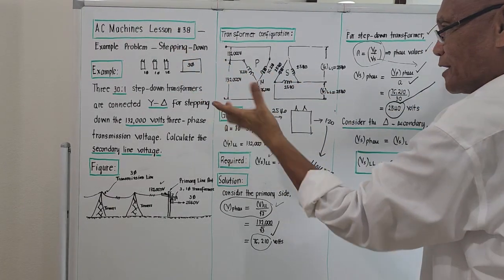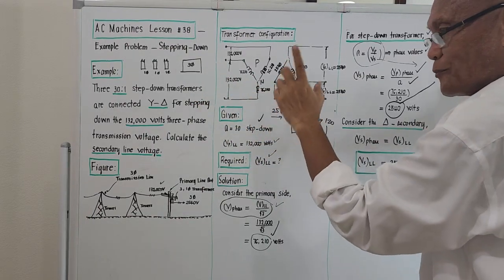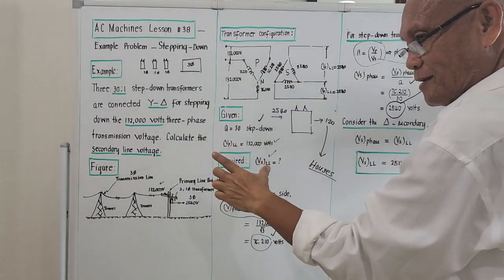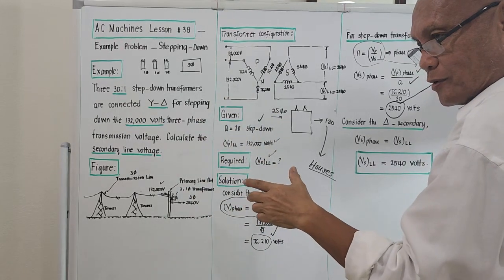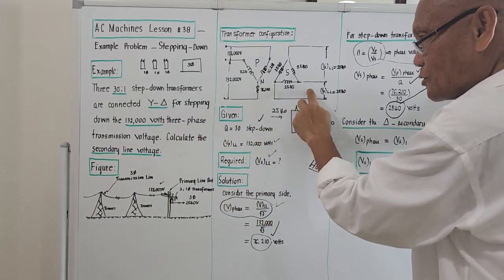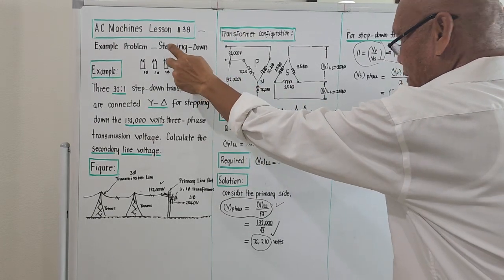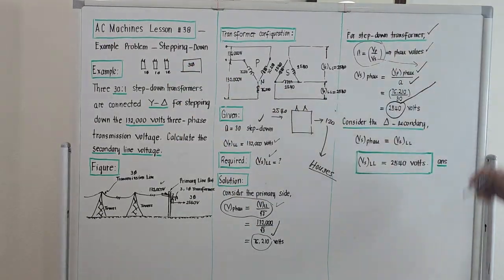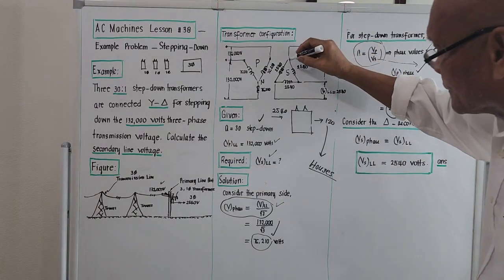So actually, the Y-delta configuration is for stepping down voltages. When I discussed the applications of the different connections, for a Y-delta, this is used actually for stepping down. That's the phase voltage on the secondary.